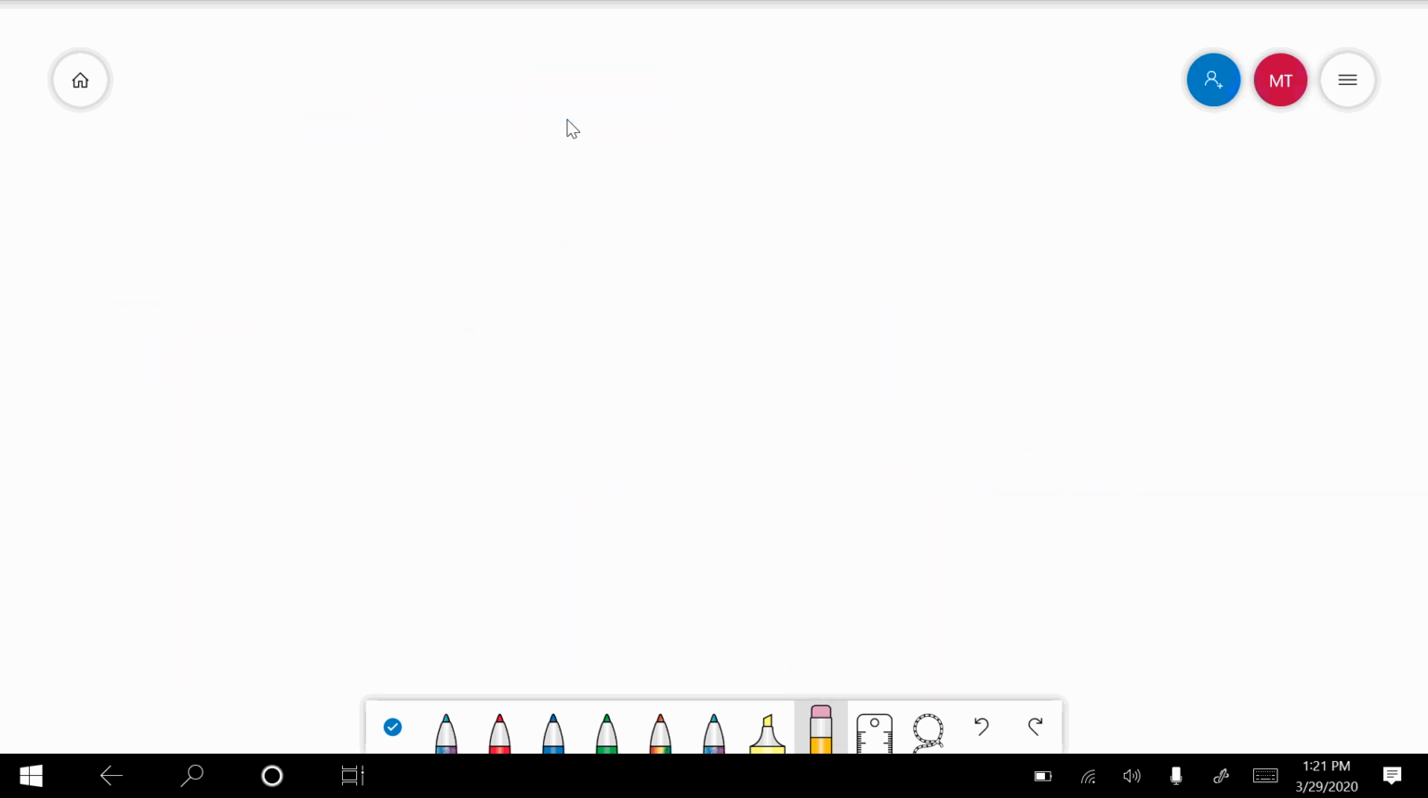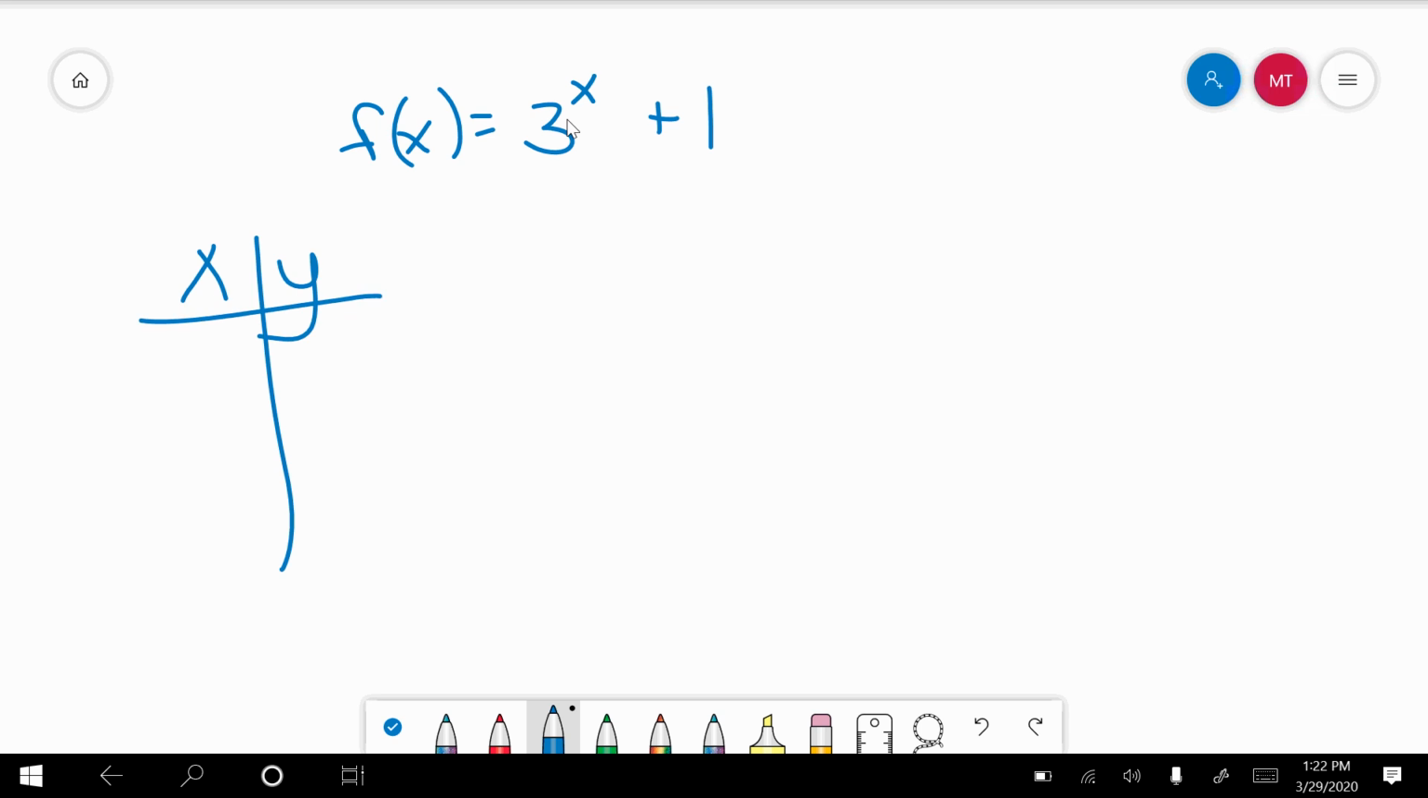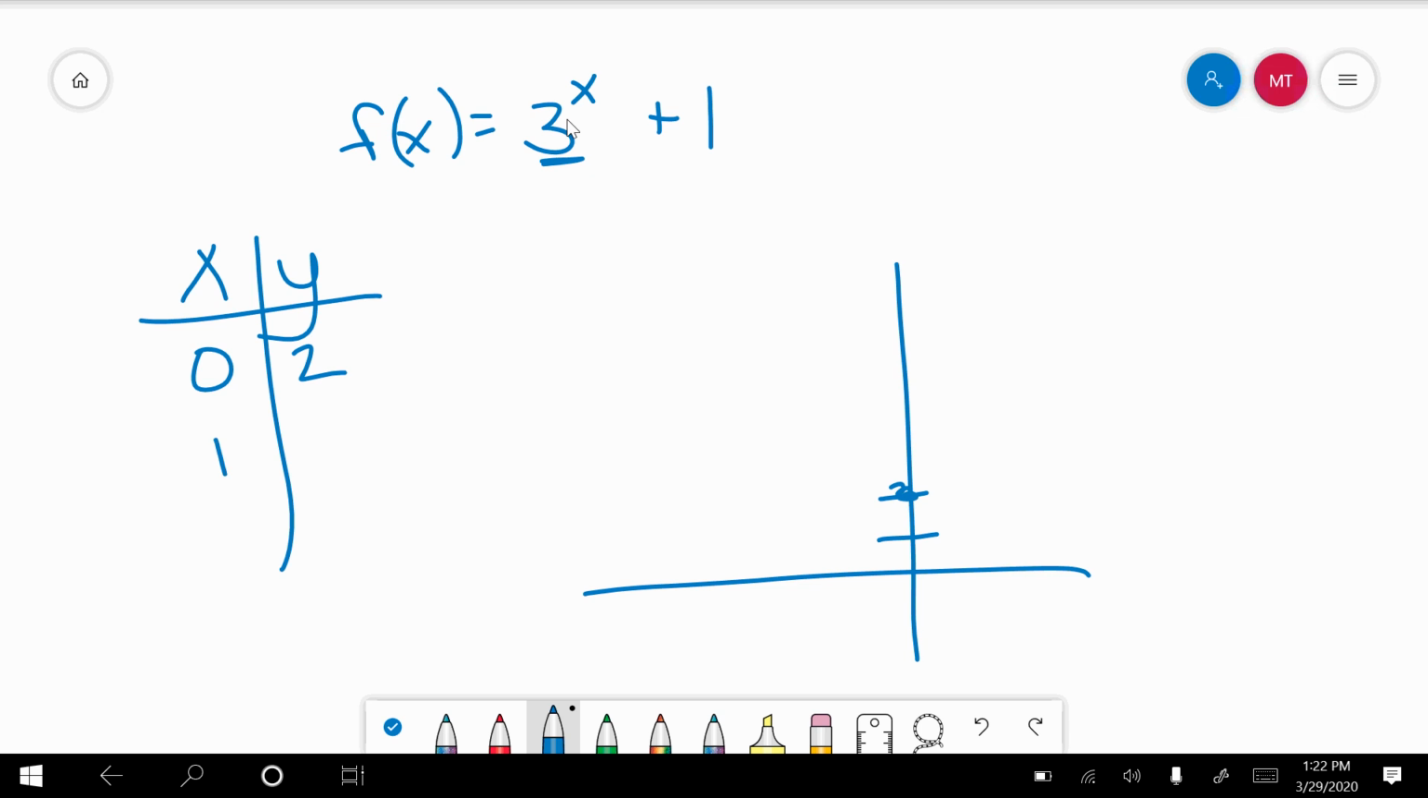Even if I put f of x equals 3 to the x plus 1, it's still going to be very similar. Again, if all else fails, make an x and y chart. If you put a 0 in here, 3 to the 0 is going to be 1, and 1 plus 1 is going to be 2. So it's still going to have that same starting point. But then when I put a 1 in here, 3 to the first is 3, plus 1 is 4. And that would be different than if I did the 2 right here, if this was a 2 instead of 3. All right? So that's kind of how that changes.